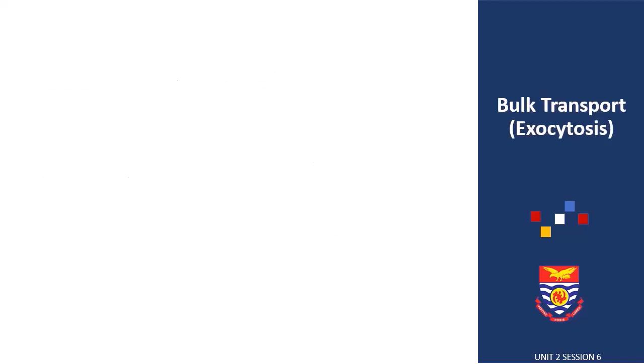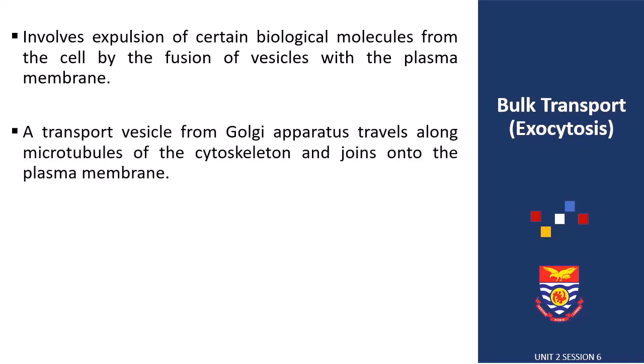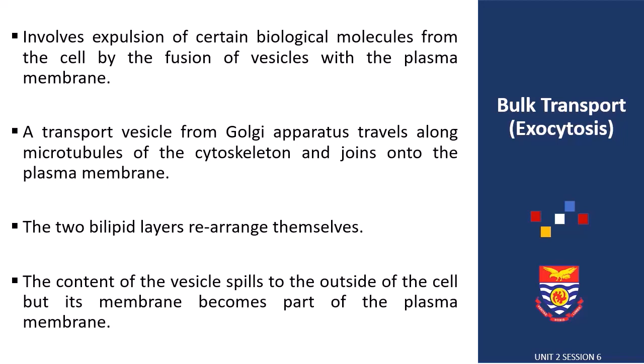Beginning with exocytosis in bulk transport. Exocytosis involves the expulsion of certain biological molecules from the cell by the fusion of vesicles with the plasma membrane. The transport vesicle from the Golgi apparatus will travel along microtubules of the cytoskeleton and join onto the plasma membrane. The two phospholipid bilayers rearrange themselves so that the two membranes fuse. The content of the vesicle therefore spills to the outside of the cell, but the vesicle membrane becomes part of the plasma membrane.